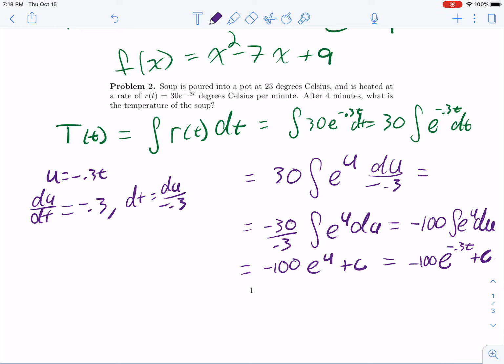All right, so there's our function, and we need to figure out what c is. And this is where we have to do a little careful reading of the problem. Soup is poured into the pot at 23 degrees Celsius, and then it's heated. So what do we have to do?